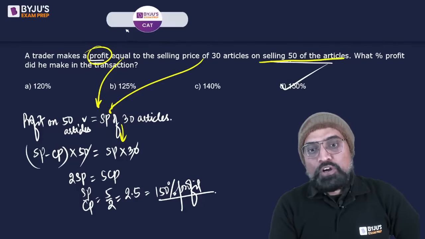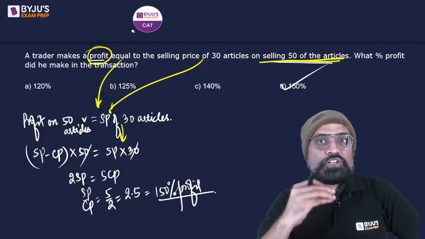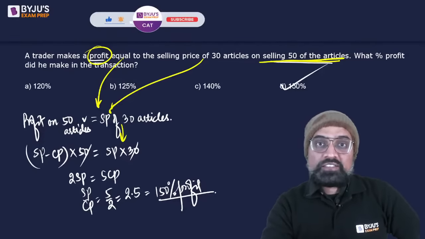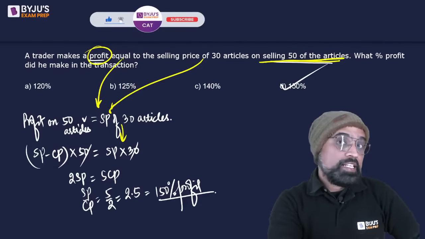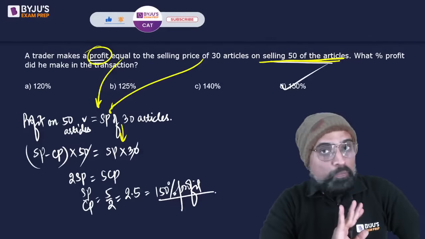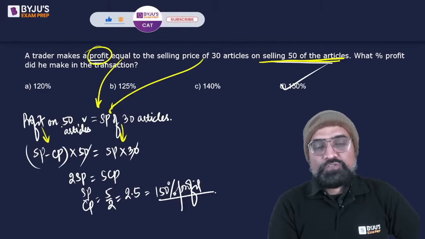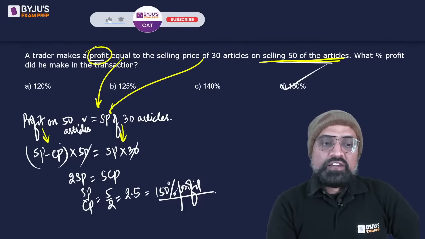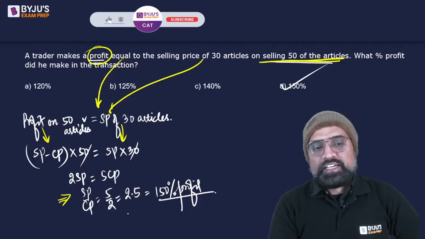But he makes profit when he sells 50 articles, no? So can I say the profit on those 50 articles is equal to selling price of 30 articles as per the question's language, not my language? So all I have done is I have written profit as SP minus CP. Of multiplication hota hai, or eventually we will get SP by CP.